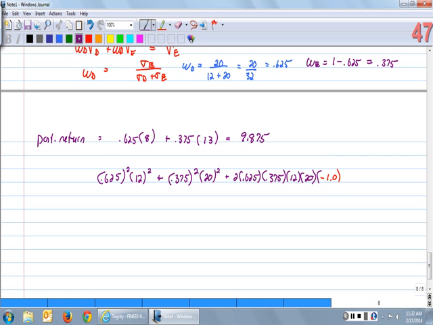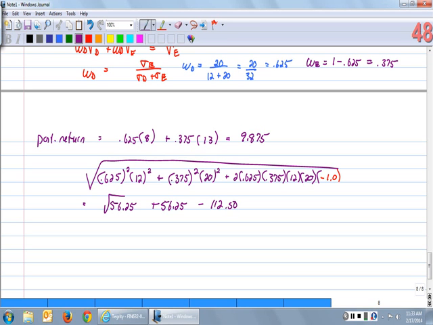If we take this and calculate, you should come up with 56.25 plus 56.25 minus 112.5, which gives you a square root of 0, which is 0. So we have in fact found the combination of these two assets that would give us a perfect hedge.